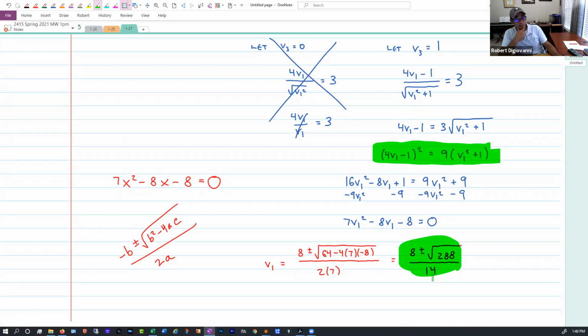We have to check them. Anytime you square both sides of an equation, you introduce the possibility of extraneous solutions, meaning solutions that don't work. So we would have to check whether these worked in here. I would have to replace this V1 with this and see if it works out. I'm going to get the two answers as decimals, just so we have them.